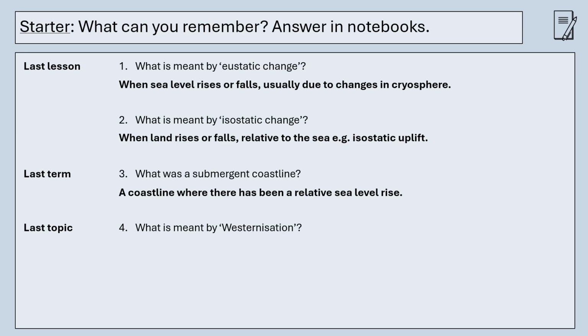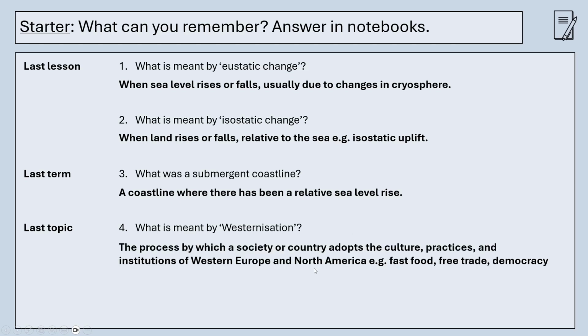And finally, something from globalization. What is meant by westernization? Well, it's the process by which a society or country adopts the culture, practices, and institutions of Western Europe and North America, such as fast food, free trade, and democracy.